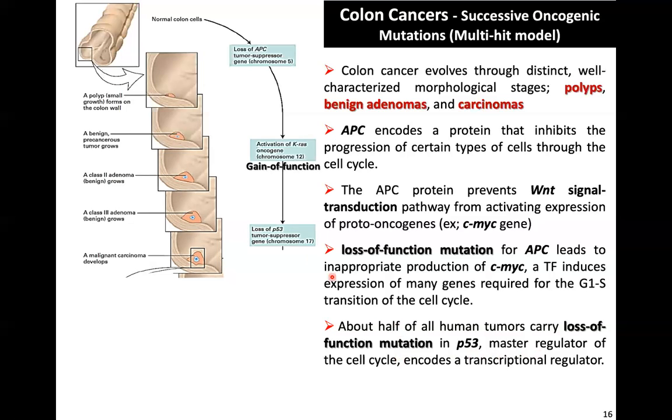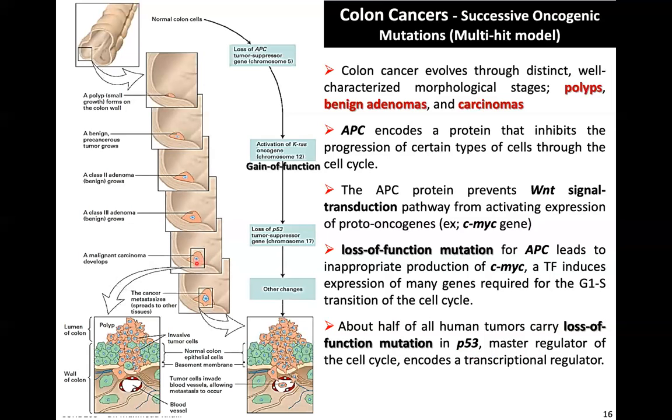So once this loss of function occurs, the class 3 adenoma is converted to a malignant carcinoma, as you can see. With other changes, the cells multiply uncontrollably, and you can see they can invade the colon wall, and they can invade any blood vessel near the colon wall. Soon they reach the blood supply, and they can metastasize all over the body.